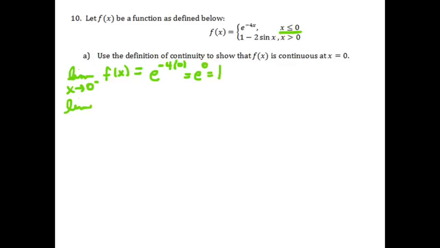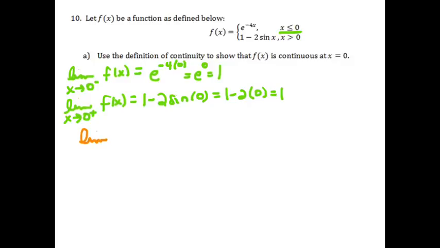And now to find the limit from the right, limit as x approaches 0 from the right of f of x is equal to 1 minus 2 times sine of 0, and the sine of 0 is 0, and so we get 1 minus 0, which is 1. So the limit from the left does equal the limit from the right, and therefore we can say that the limit as x approaches 0 of f of x is equal to 1.